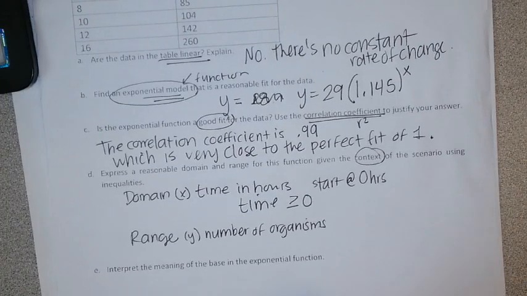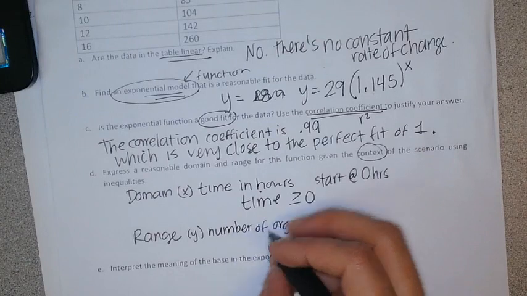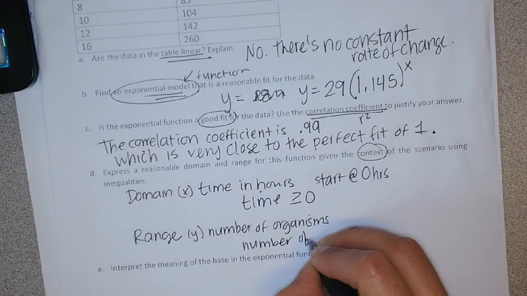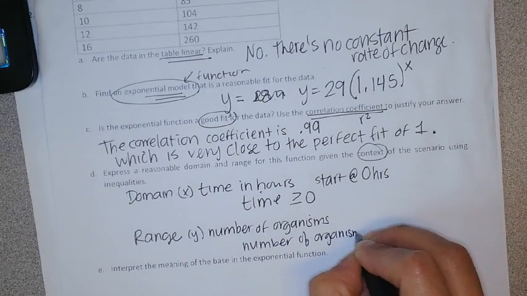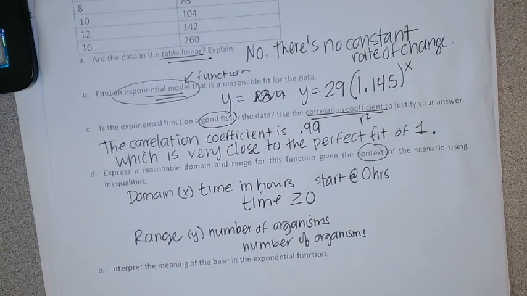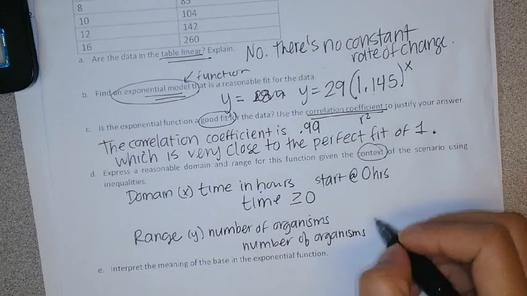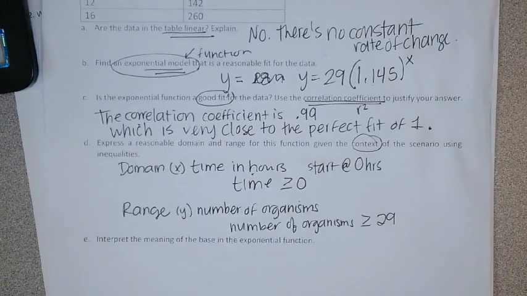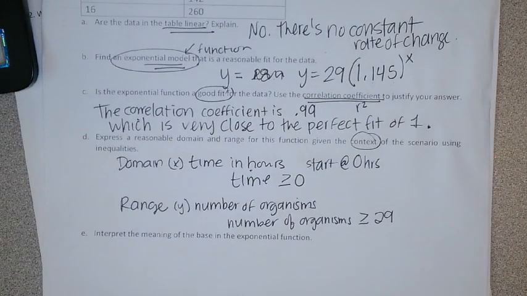For here, it's going to go on and we don't know when it'll stop. So here the number of organisms would be the number of organisms. It just keeps growing exponentially over and over and over, and this will be greater than or equal to the 29 that we started with. So from 29, it's going to go on forever and ever.